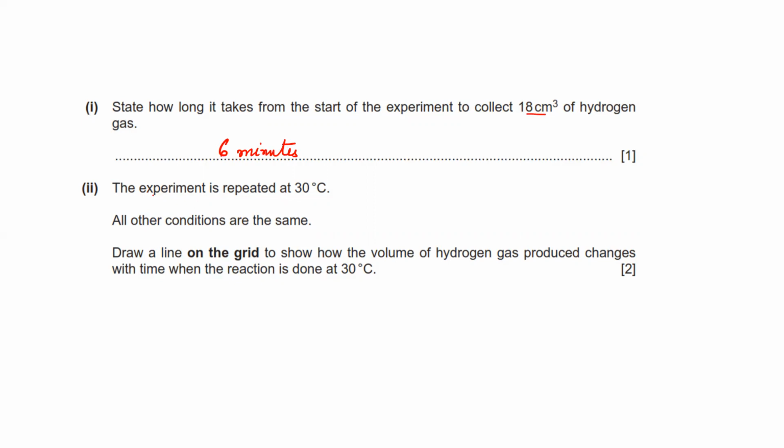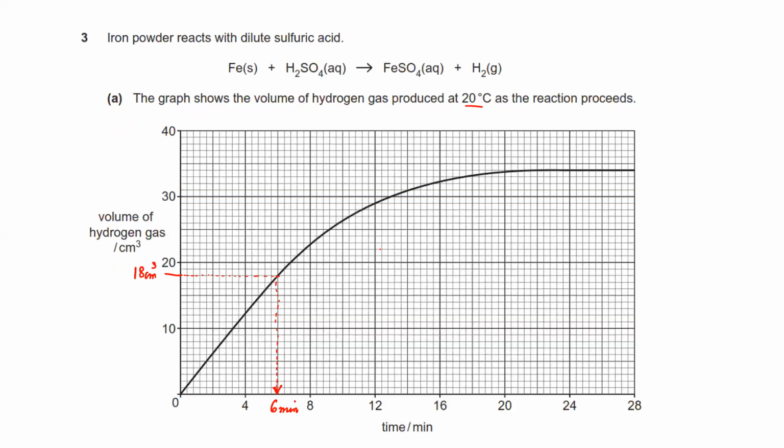Okay. Then it says part two, the experiment is repeated at 30 degrees centigrade. All other conditions are the same. Draw a line on the grid to show how the volume of the hydrogen gas produced changes when the reaction is done at 30 degrees centigrade. So remember, if the temperature is increased, the rate of reaction is faster. However, the concentrations of all the components remain the same. So the total volume will not be greater than the volume of hydrogen already produced. However, the rate of reaction will be much faster, which means that the volume of hydrogen produced, which is somewhat around 35 cm³, will remain the same, but that volume will be achieved much earlier.